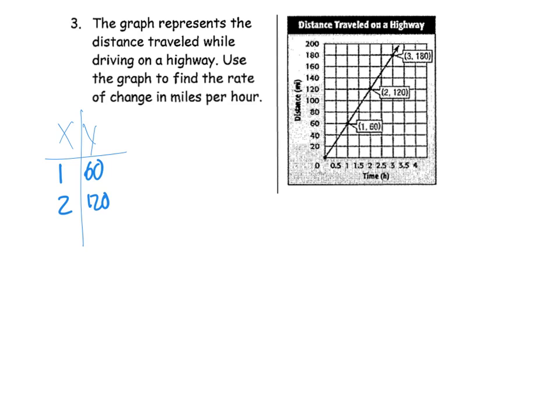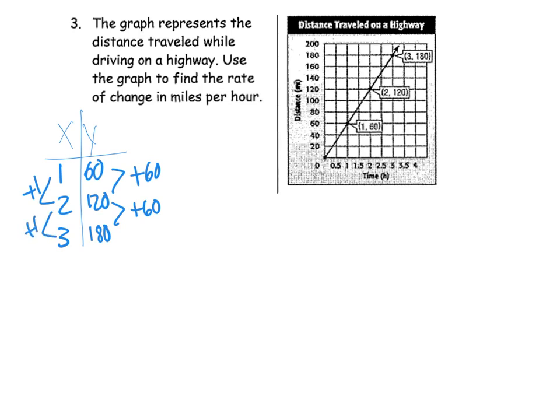Over here, what's my third x value? 3. And my third y value? 180. Okay, how is my y changing? By 60. Is it increasing or decreasing? Increasing, so plus 60. Is it the same for 120 to 180? Yes. Again, steady, consistent. How is x changing? Plus 1. From 2 to 3? Plus 1.